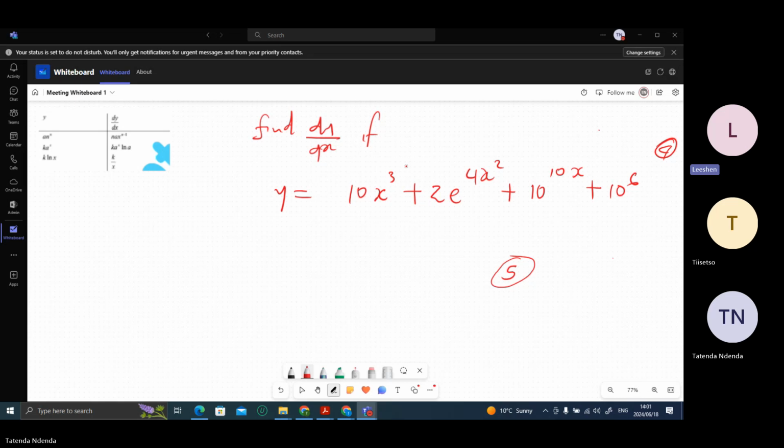My full answer is 30x squared plus 2e to the power 4x squared multiplied by 8x ln 2e, plus 10 to the power 10x multiplied by 10 ln 10, plus 0.